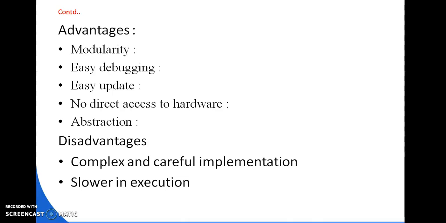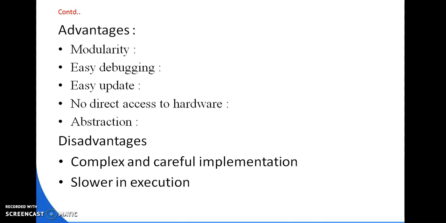Next is no direct access to hardware. The hardware layer is the innermost layer present in the design. So the user can use the services of the hardware but cannot directly modify or access it, unlike the simple system in which the user had direct access to the hardware. Next is abstraction. Every layer is concerned with its own function, so the functions and implementation of the other layers are abstract to it.